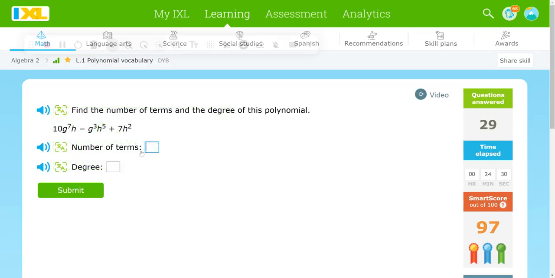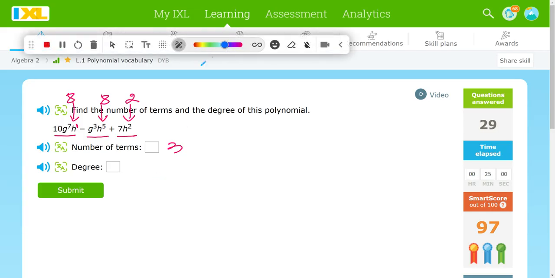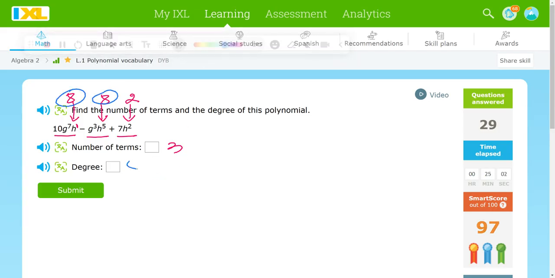Number of terms. So let's find the number of terms. We have 1 term, 2 terms, 3 terms. So I put 3 over here. Now let's find the degree. This is 2 variables, G and H. So G power 7, H by itself means power 1. You add together, 7 plus 1 becomes 8. 3 plus 5, also 8. And then H squared right here, so the power is 2. So for the degree, I would choose the highest power, which is number 8. So I put degree is 8.